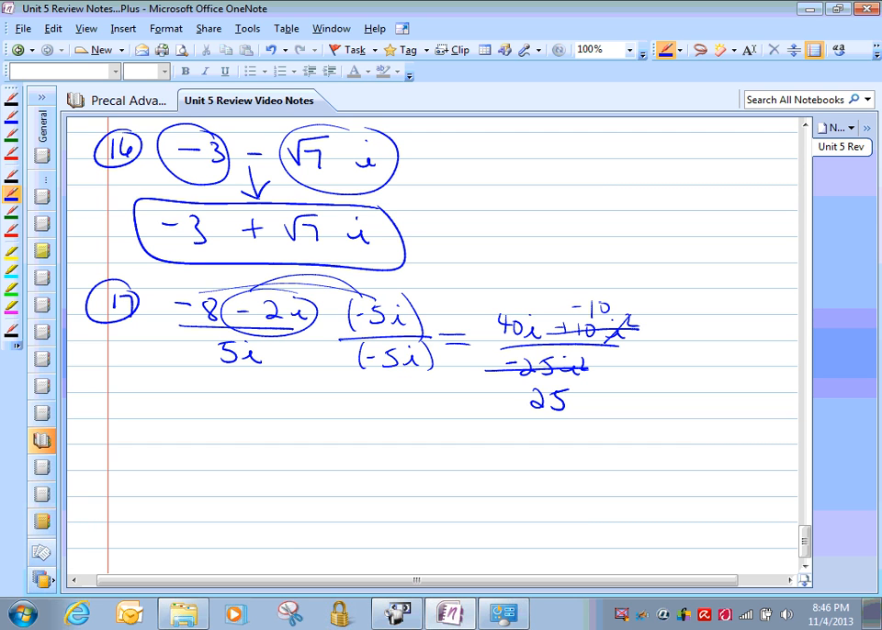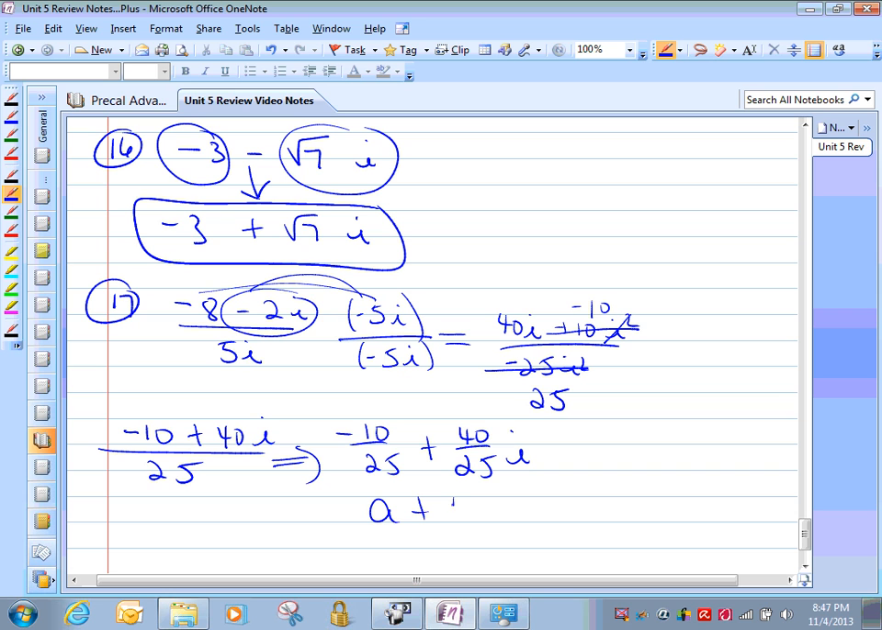So let's see if we can clean this up. So we want a plus bi form. So a is the real part. That would be a negative 10 plus the 40i all over 25. And we're going to rewrite just a little. We're going to make the a part negative 10 over 25 plus the 40 over 25 is your bi. So that's a plus bi form. I believe we can do a little reducing here. 10 and 25 are both divisible by 5, so that would be a negative 2/5 plus 40 and 25 are also divisible by 5. That would be 8 over 5i. That would be our final answer.